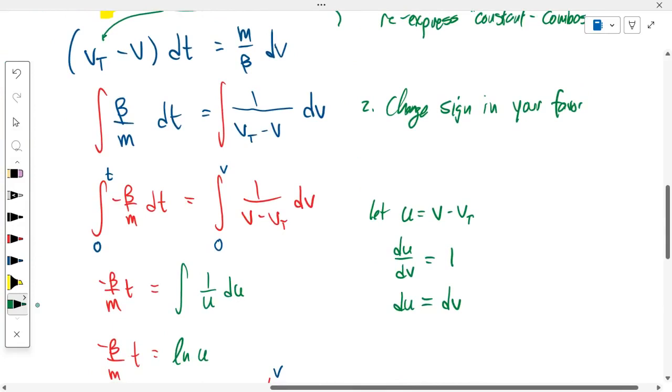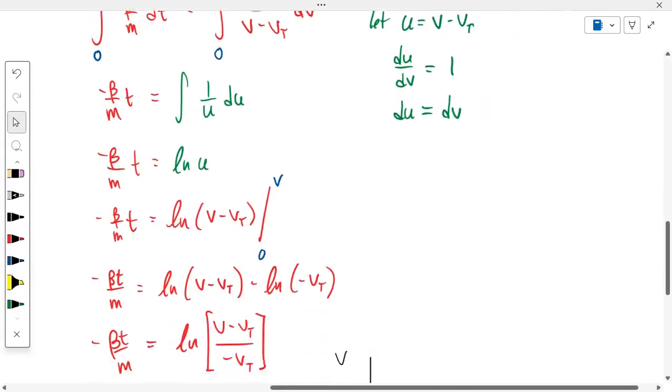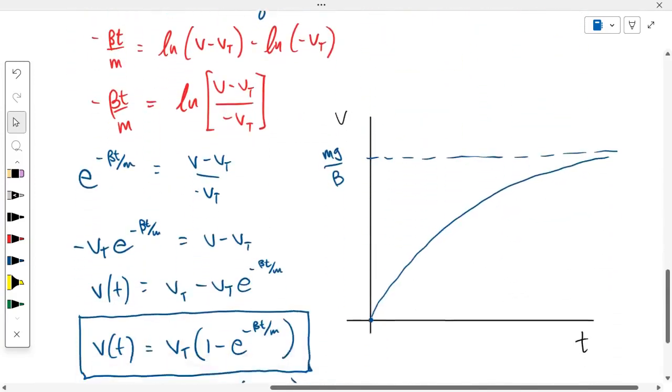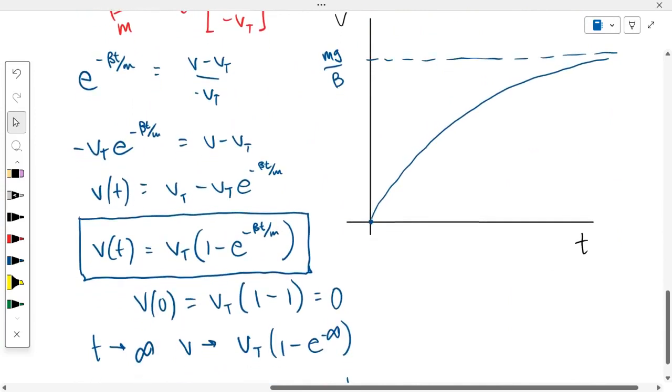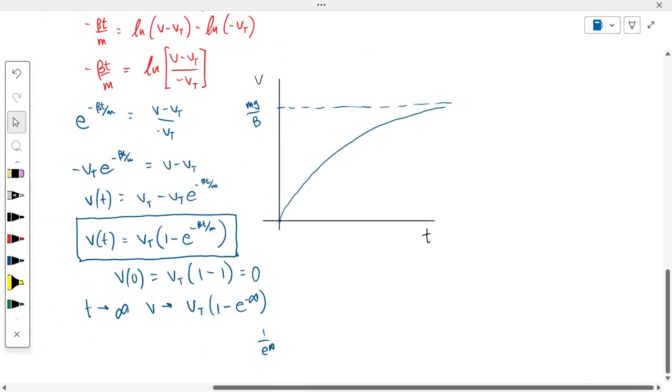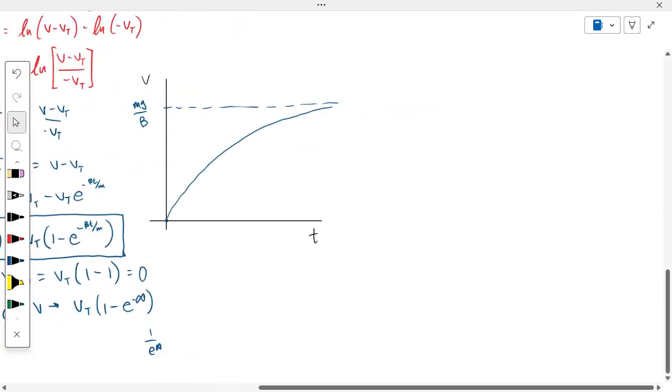Here's a place where if you were to not do this and you did a u sub where u is vt minus v, then there's a negative sign, and when you integrate, you have to make sure you undo that. So I really recommend that you change, quote, change sign, quote, in your favor. So instead of negative v, we just get v, and then the rest is calculus, algebra, a little evaluation. Okay.